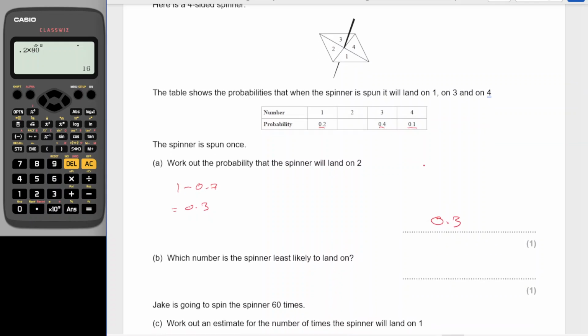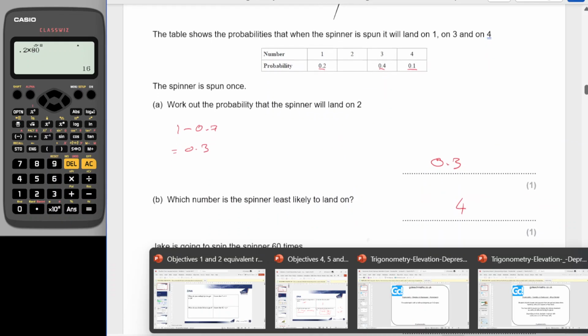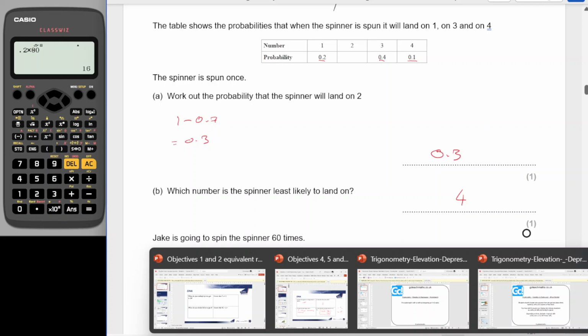Which number is the spinner least likely to land on? So that's the one with the lowest probability, so that would be a 4. And Jake is going to spin the spinner 100 times.